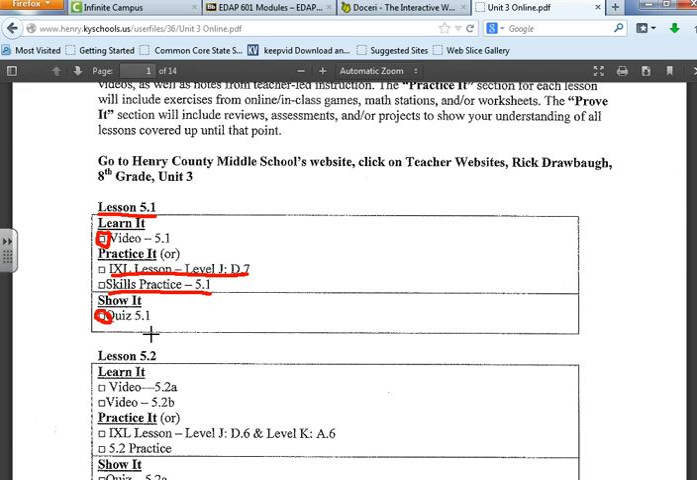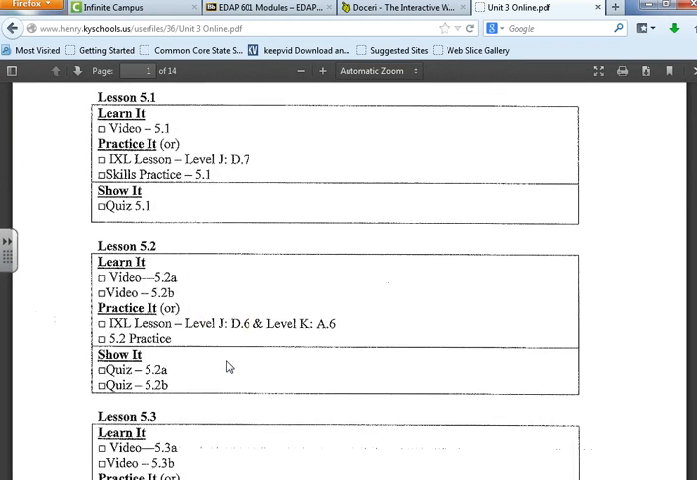If they usually get 4 out of 5 right on the quiz, then I feel confident they understand the material, and they move on to the next one. If they don't get 4 out of 5, we talk about misconceptions, or we will let them go back and do more practice if they feel like they need to, go back and rewatch videos, and then they'll come back up and retake the quiz. Same material, different questions. Then they'll go on to 5.2 and so on.